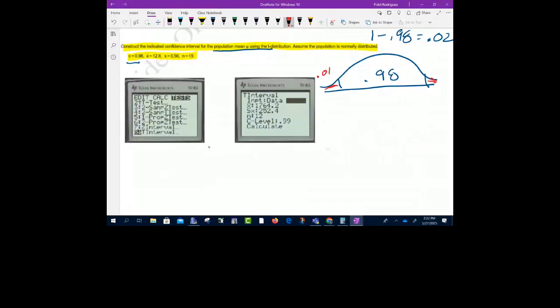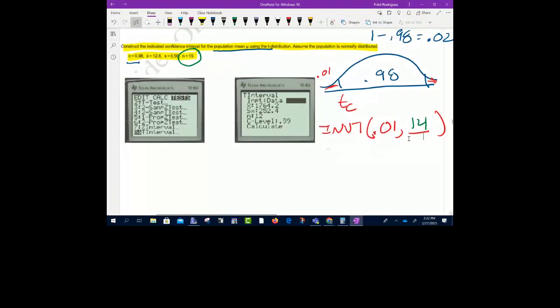So again, y'all, how do we find our TC value? We're going to go inverse T, 0.01. And then remember, y'all, we got to do our degrees of freedom. My degrees of freedom is always going to be 1 smaller than my N. So that should be a 14.